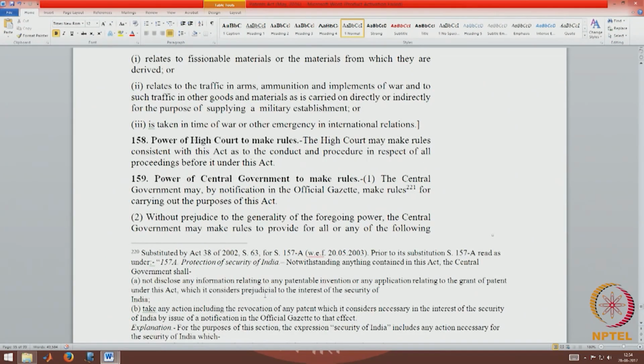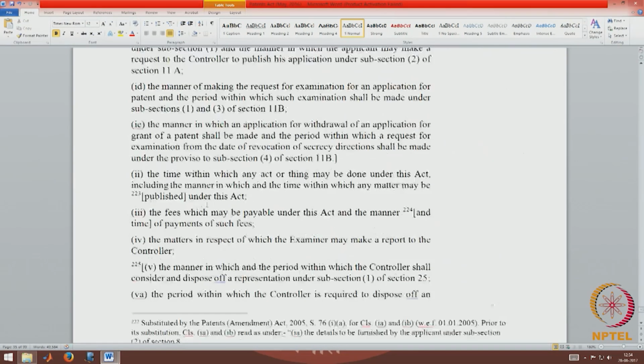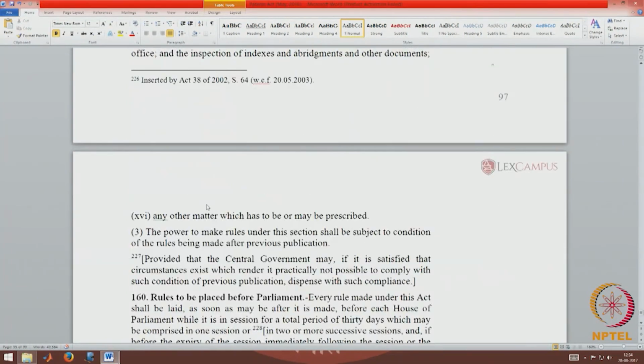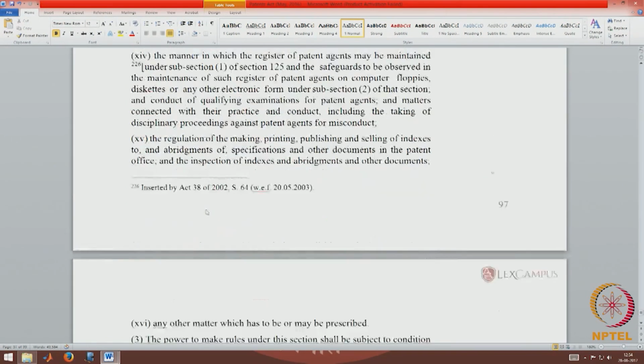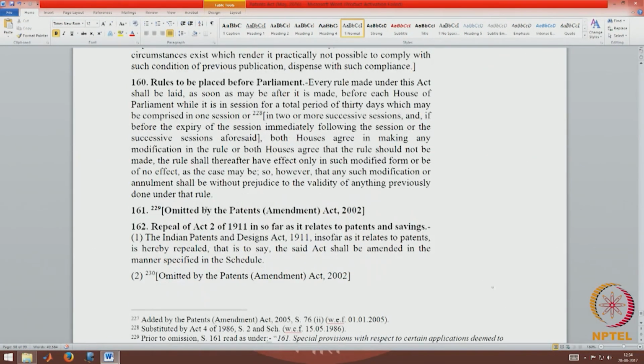The High Court has the power to make rules, and respective High Courts do make rules when it comes to patent proceedings, and the central government also has power to make rules, which is what we have seen in the form of the Patent Rules 2003. And the various matters under which the central government can make rules are mentioned therein. The rules, when they are made, have to be placed before the Parliament.